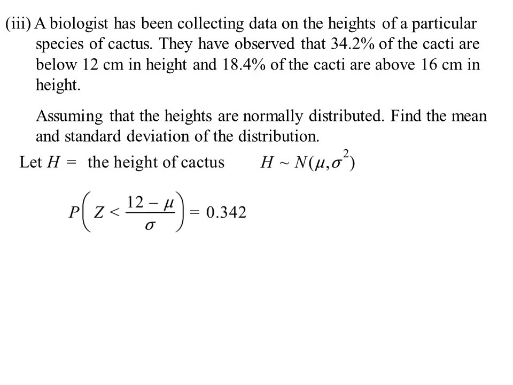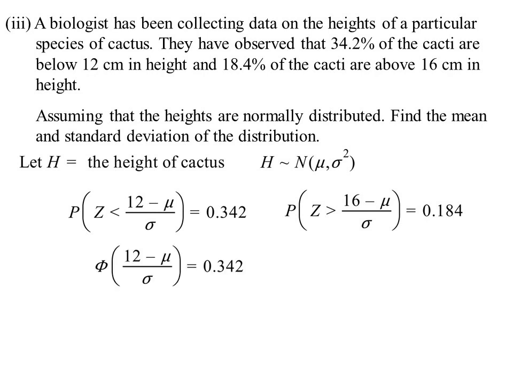We want the probability that, if I standardise the data now, below 12, subtract the average, divided by the deviation, is 0.342. So the first one's 0.342, the second one's 0.184. We look up our table and ask, when is this 0.342? And again, that's the one below. The other one is 0.816, and at least that one we can read straight off our table.